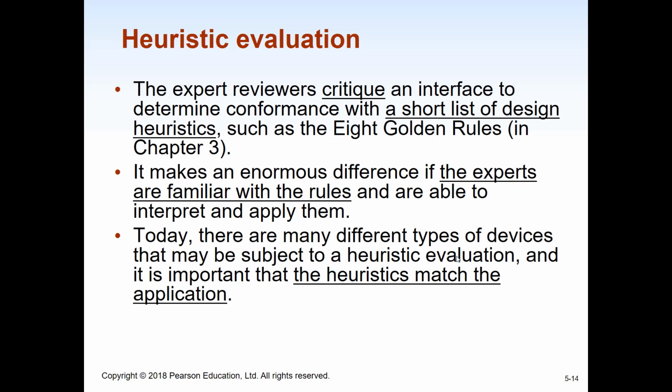To determine with a short list of design heuristics, such as the 8 golden rules that we talked about in chapter 3, is following or testing or reviewing the interface based on these 8 golden rules, whether each rule is met or not. If it is met, to what extent it is met, is it fully or partially, and so on. It makes an enormous difference if the experts are familiar with the rules and are able to interpret and apply them.